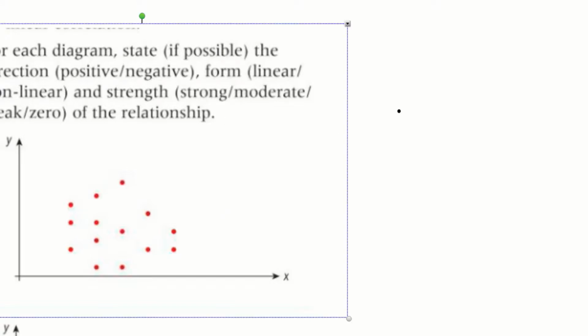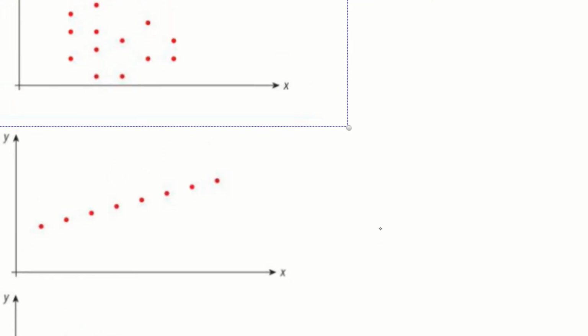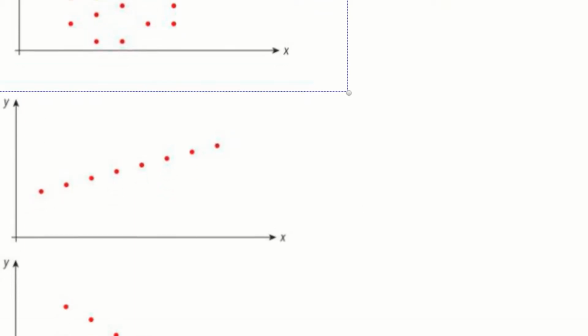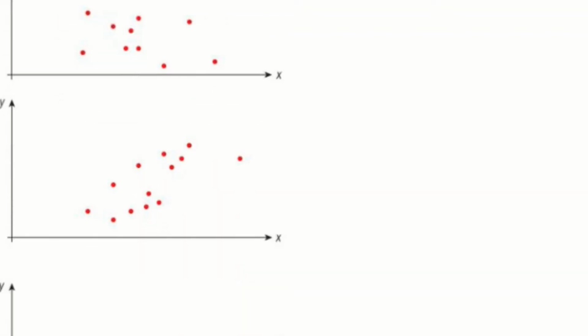Try the next one for yourself. Positive, negative, linear, non-linear, strong, moderate, weak, or zero. Now C. Now D. E. Now F. And G.